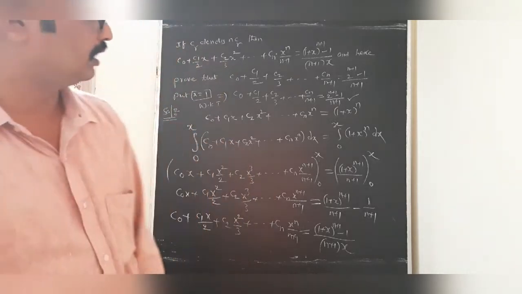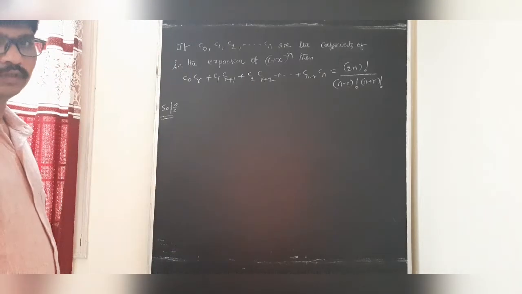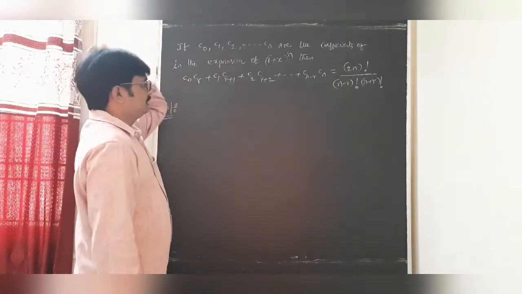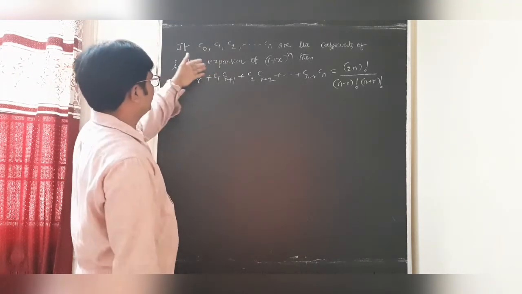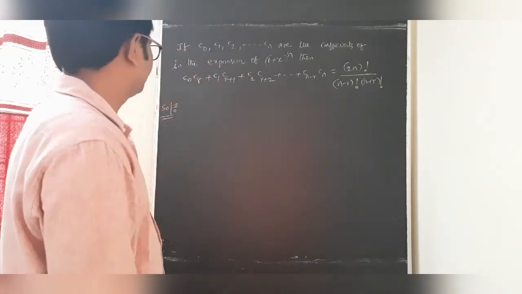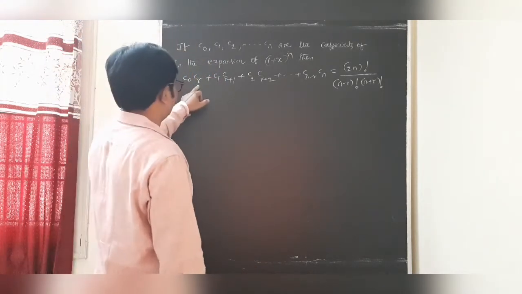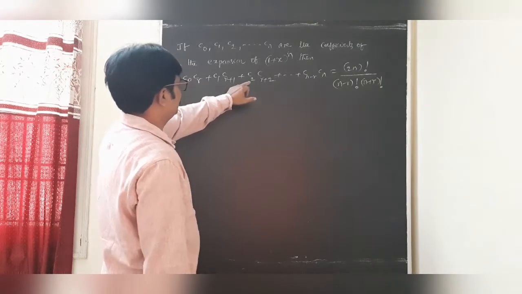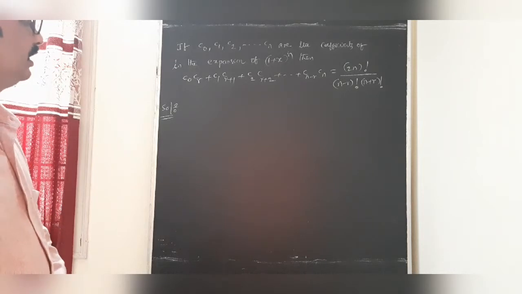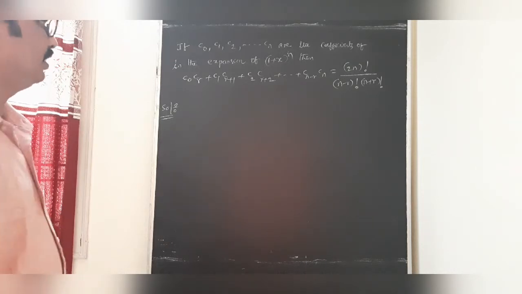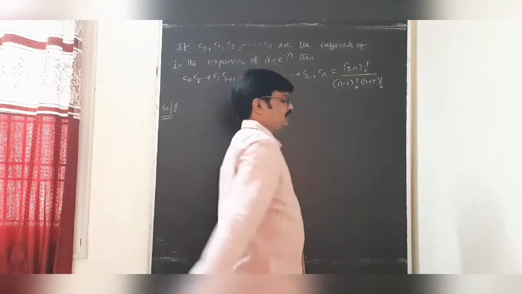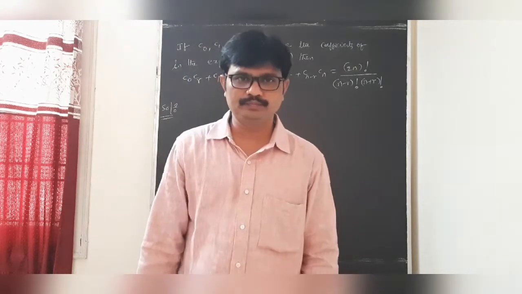Okay students, write down. My dear students, if C0, C1, C2 and so on, Cn are the coefficients in the expansion of (1 + x)^n, then C0 Cr + C1 Cr+1 + C2 Cr+2 and so on, Cn-r Cn equals (2n)! by (n - r)! into (n + r)!.